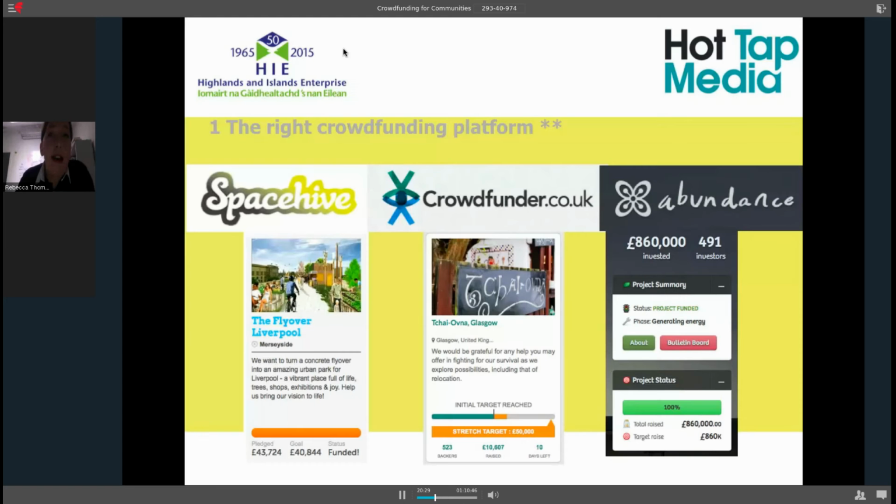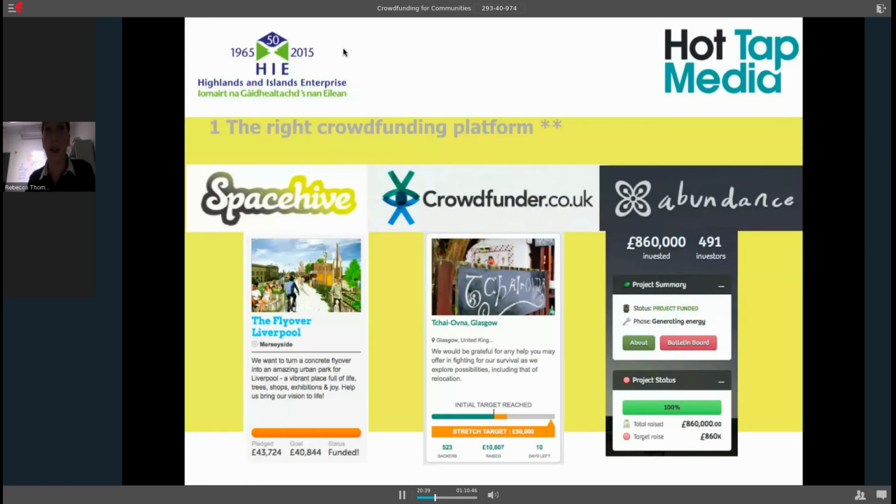Crowdfunder.co.uk is another one with a Scottish heritage. It's a London, Glasgow crowdfunding platform, and it has a focus on community projects and films. It's a really interesting crowdfunding platform that's really grown in popularity over the last few years. And they have a really interesting model, as you can see at the bottom of the page there, where you can see the target for this example. They have something called an initial target and a stretch target.